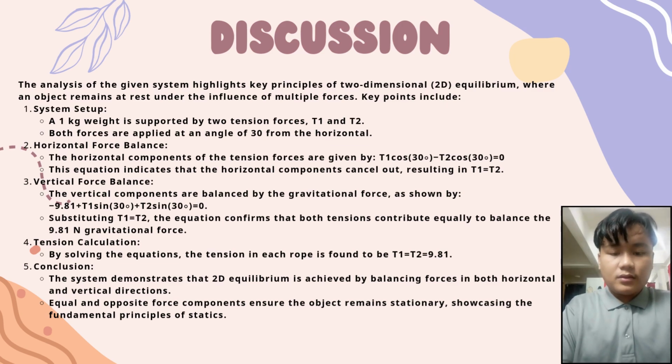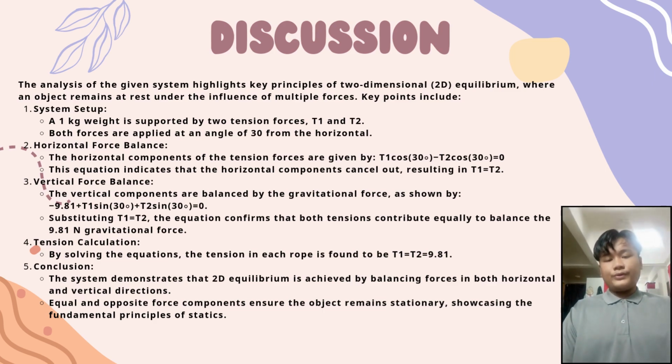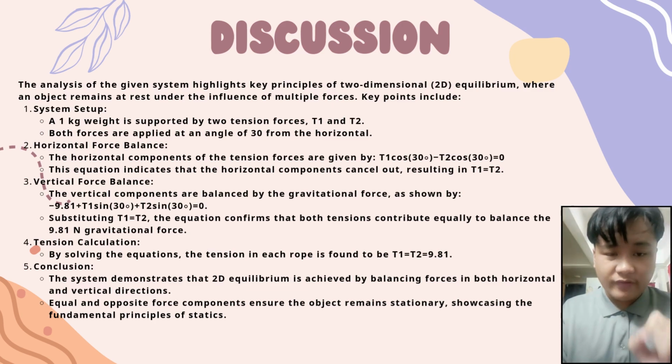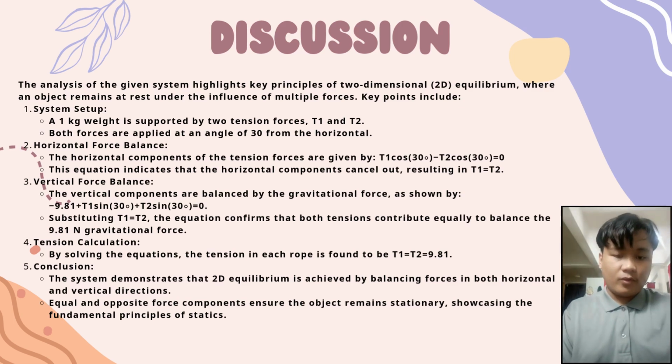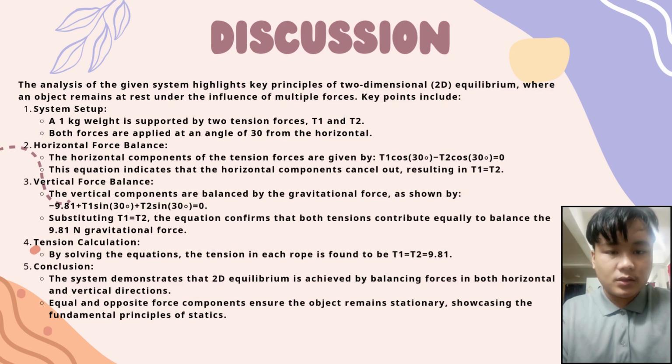For the last result, the result that we get for T2 is also 9.81 Newton. Why? Because as we referred to the sum of Fx, T1 is equal to T2. That means T2 has the same result as T1, so T2 is also 9.81 Newton. So that's it for me. I will pass to Faiz Rustam for the conclusion, and thank you.